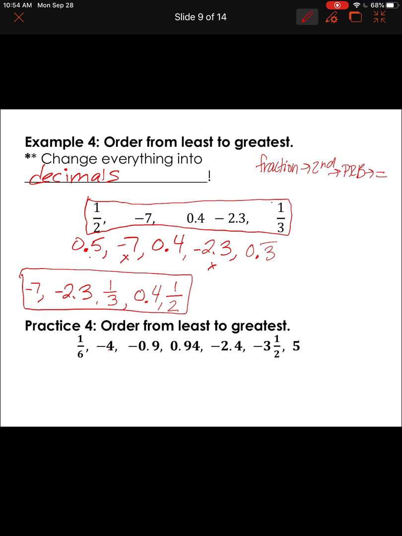Okay, so you guys are going to go ahead and do practice 4. So first thing we need to do is change those fractions in the decimal. So go ahead and pause the video, and then once you're done, we will go over them.